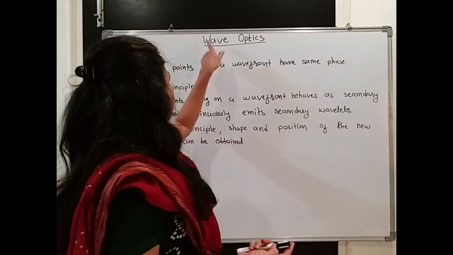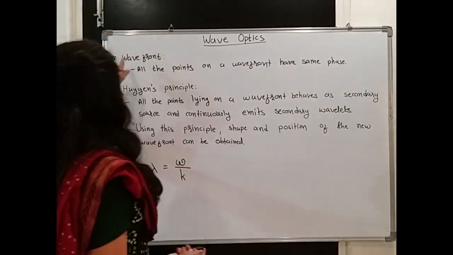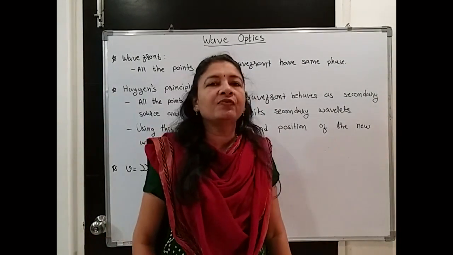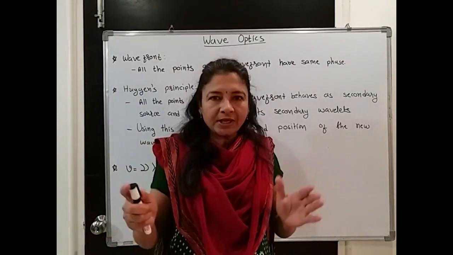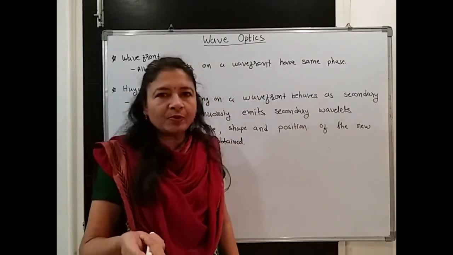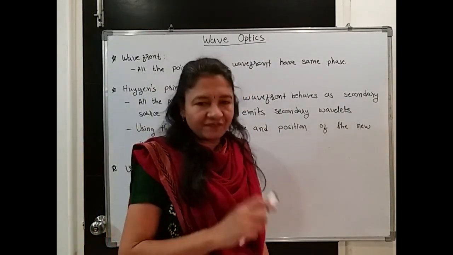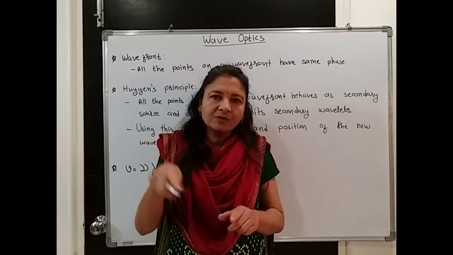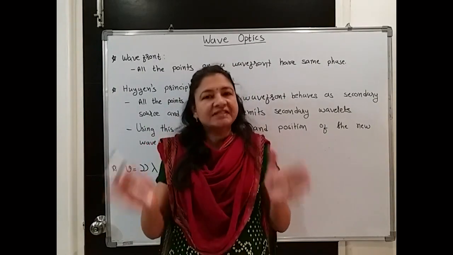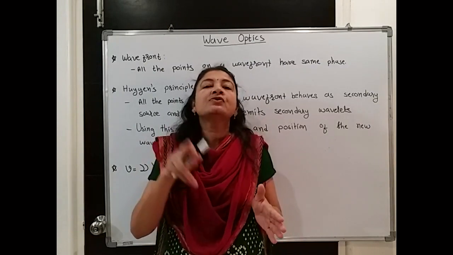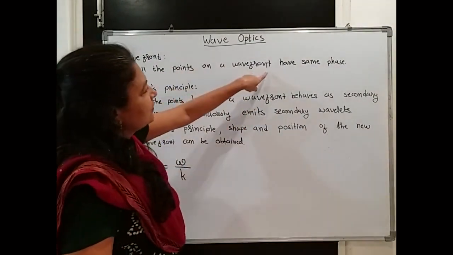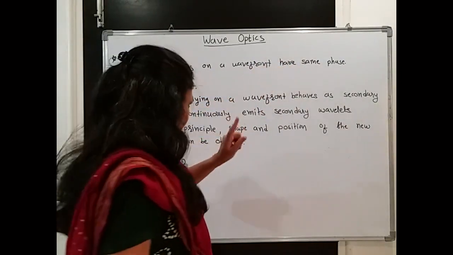In this chapter, we had studied regarding the wavefront. Now you know that a wavefront is a plane in which all the points have the same phase. What does it mean? If I have a wavefront, then all the points lying on the same wavefront will have the same phase. So I can say that all the points on a wavefront have the same phase.